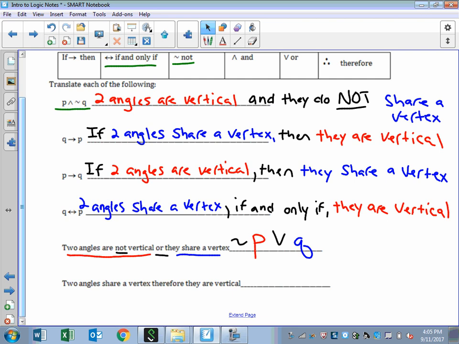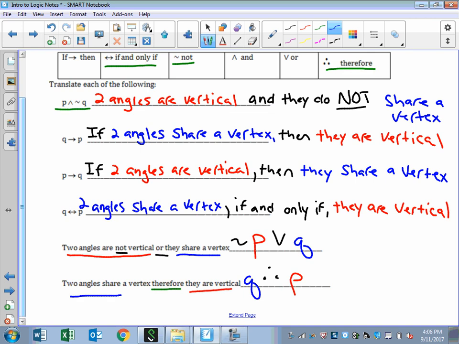So this was our conclusion, our Q, and this was our hypothesis. In the next one, you can see that they switched the hypothesis and the conclusion. So two angles share a vertex comes first. So that would be Q first, conclusion first. Therefore, so we notate therefore by using the three dots. So we can add those in. Therefore, they are vertical, which was our P. So that is how you go from symbolic notation to writing out the statements.